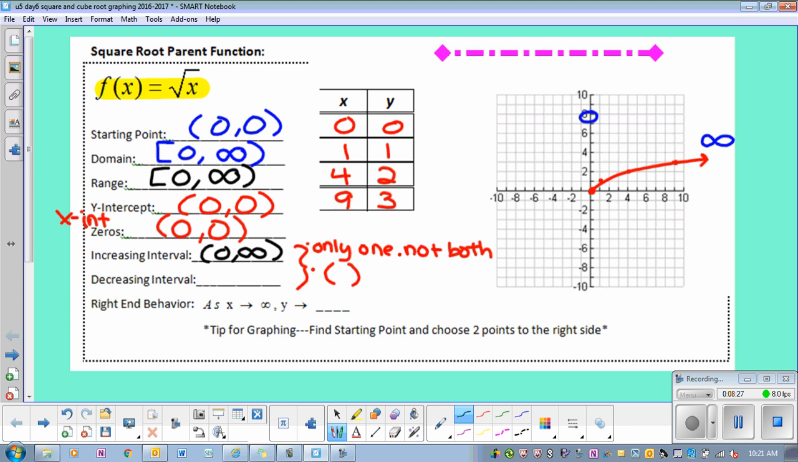You know what? I'm also going to put this here. This interval should be the same as your domain. This one is nice because it's going to be the same as your domain. So you have to make sure you get your domain right. So if the whole graph is increasing, well then that means my decreasing is none. Right? Can't have both.